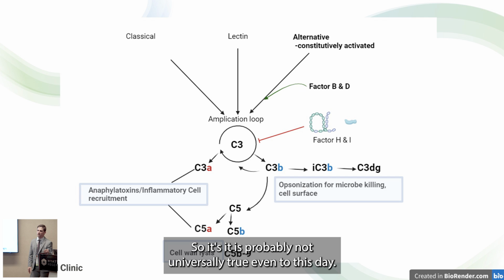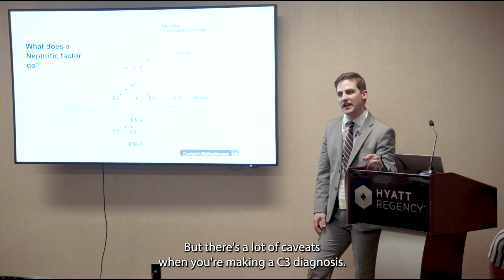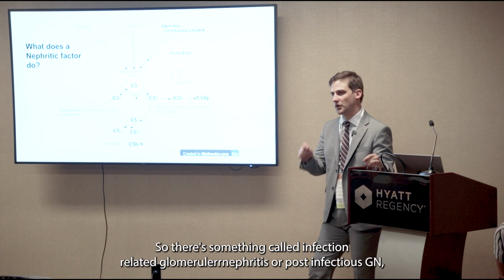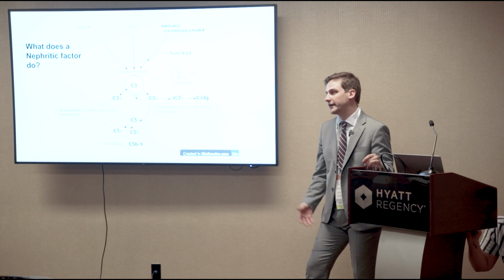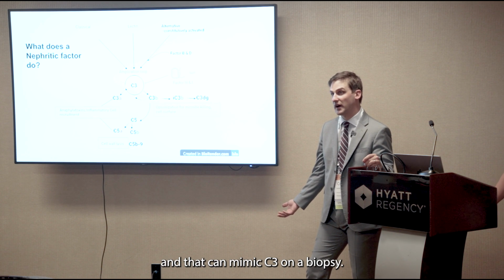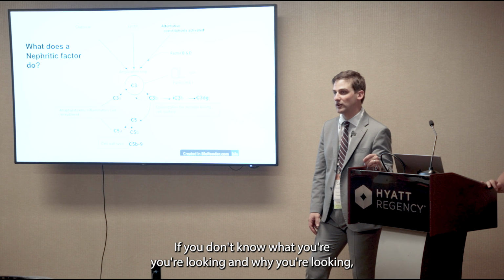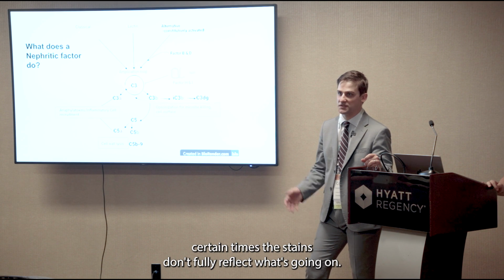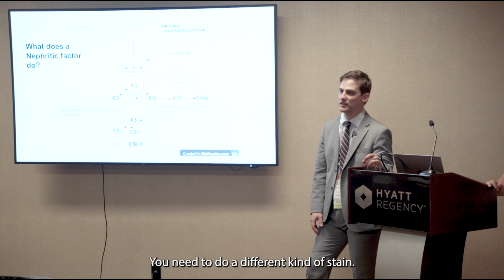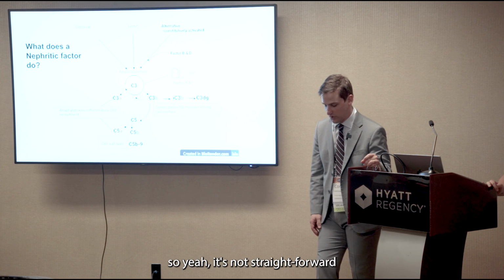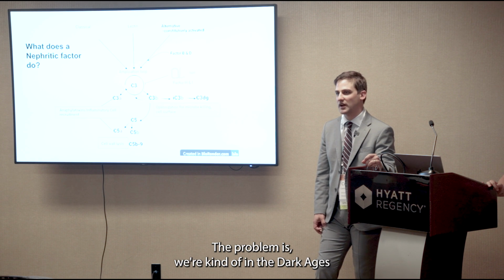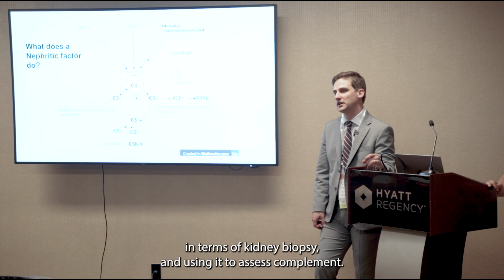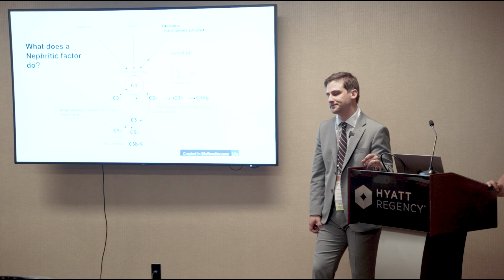So it is probably not universally true, even to this day. But there are a lot of caveats when you're making a C3 diagnosis. There's something called infection-related glomerulonephritis, or post-infectious GN, and it can mimic C3 on a biopsy if you don't know what you're looking for and why. Certain times the stains don't fully reflect what's going on, and you need to do a different kind of stain. So, yeah, it's not straightforward, and that's kind of the problem. We're in the dark ages in terms of kidney biopsy and using it to assess complement.